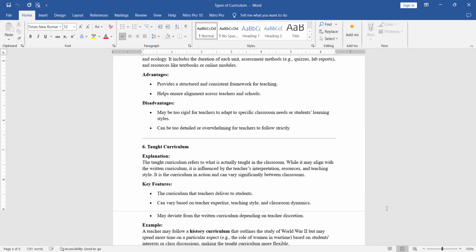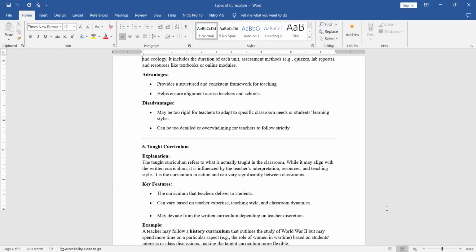What is the difference? Do we implement exactly what is given in the curriculum as it is? We are not going to implement it that way, right? According to the level of the students, according to the time restrictions, according to the kind of utility value and all that, there are slight changes sometimes in the taught curriculum, what is taught in the classroom. While it may align with the written curriculum, it is influenced by the teacher's interpretation, resources, and teaching style.